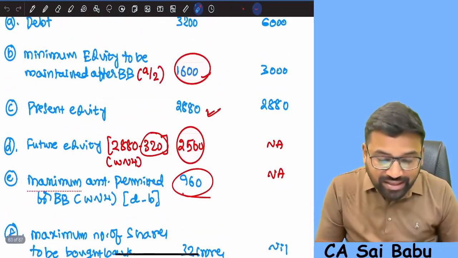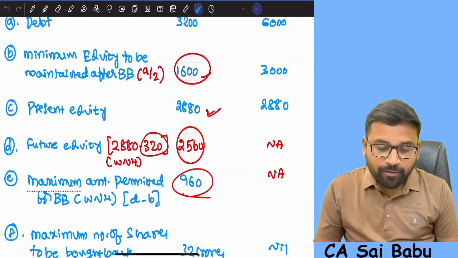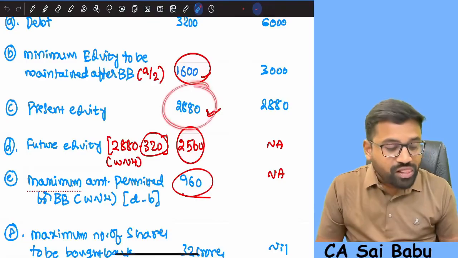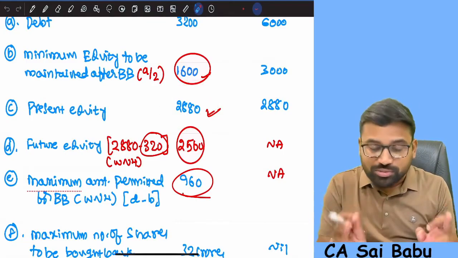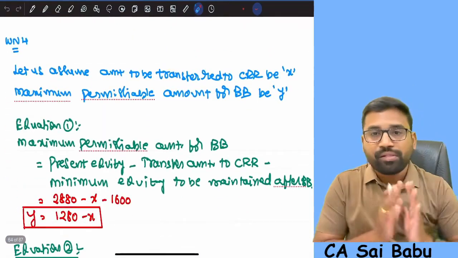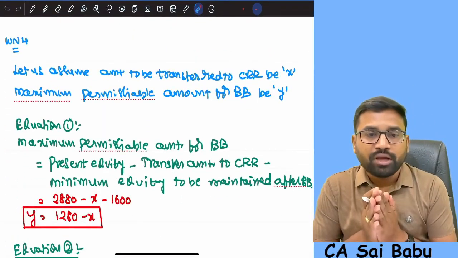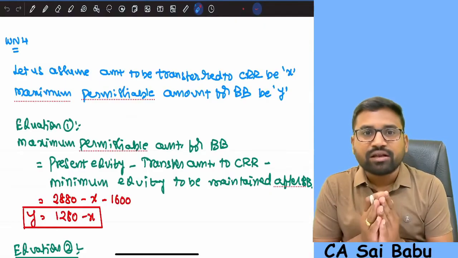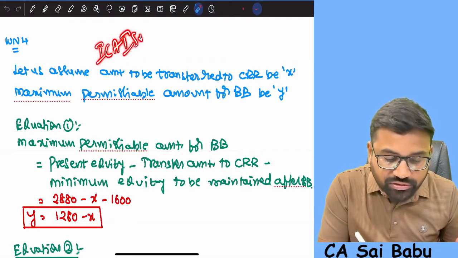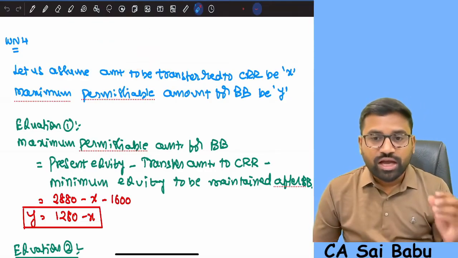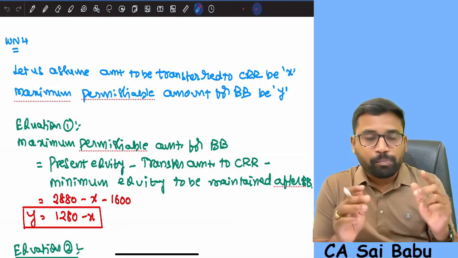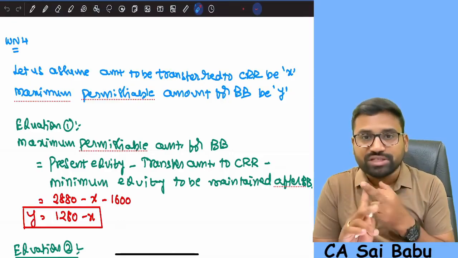Understand? Present equity is how much? 2880. Correct? What is the equity to be maintained? 1600 after buyback. What is the reduction possible? Total 1280 reduction is not possible. First you need to transfer the amount to CRR. Now the question is how to find out the amount to be transferred to CRR. Here there are different techniques, but the technique which is prescribed in the ICA study material is important. You have to solve only according to this, which is given in the study material, then only you will get the marks. Now the study material says you need to frame two equations.